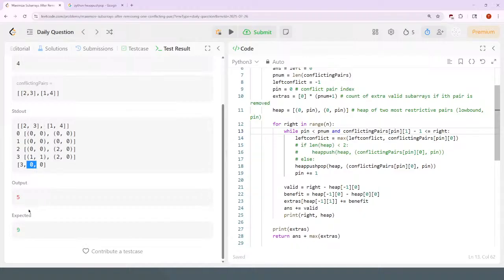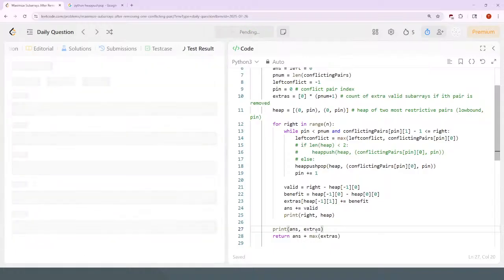But I don't know why this is not adding up. So the number of valids that I ended up getting was just 2, really? Huh. Because 2 plus 3 is 5.